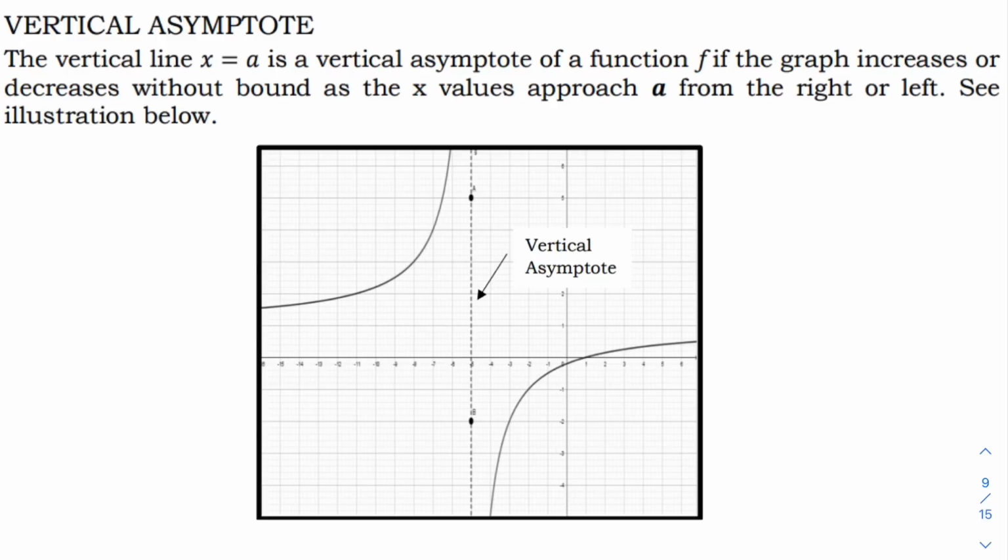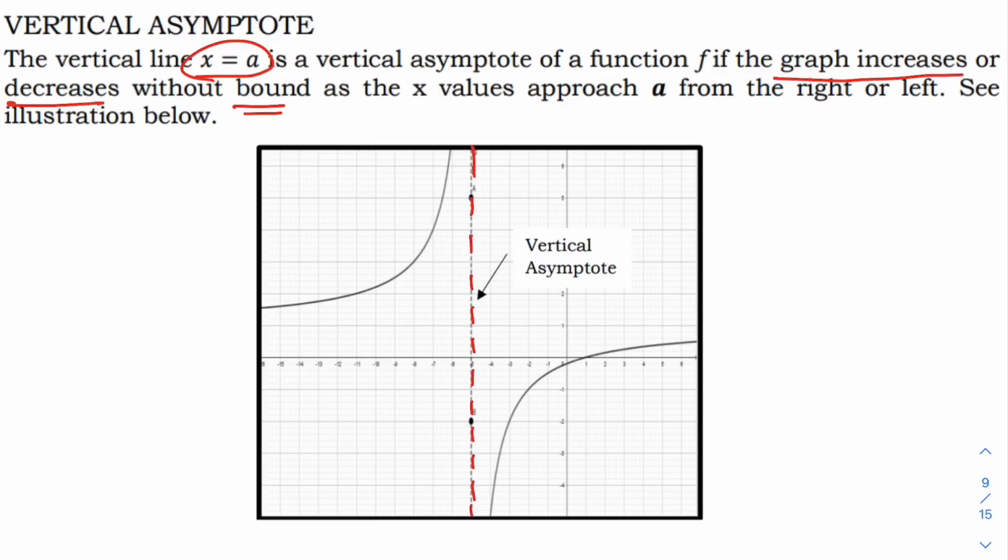So, the vertical line x equals a is a vertical asymptote of a function f if the graph increases or decreases without bound as the x values approach a from the right or left. Okay, so tignan niyo yung illustration dito guys sa may baba. So, dito guys, ito yung ating vertical asymptote. Okay, itong line na to. Then, yung dalawang curves, yan yung graph ng ating function.